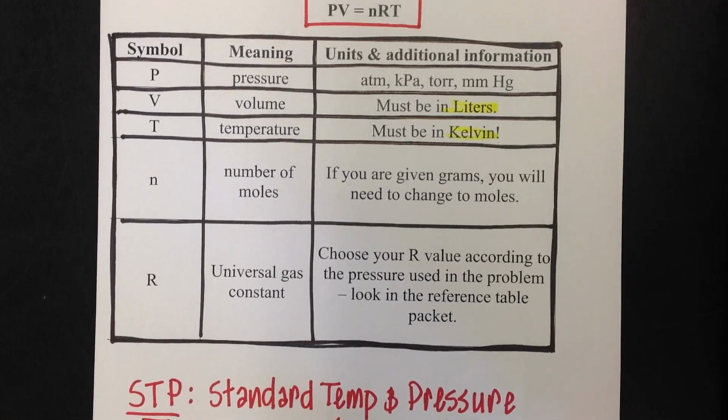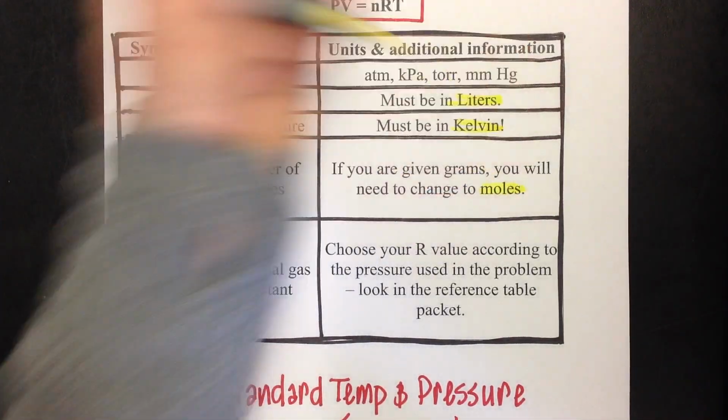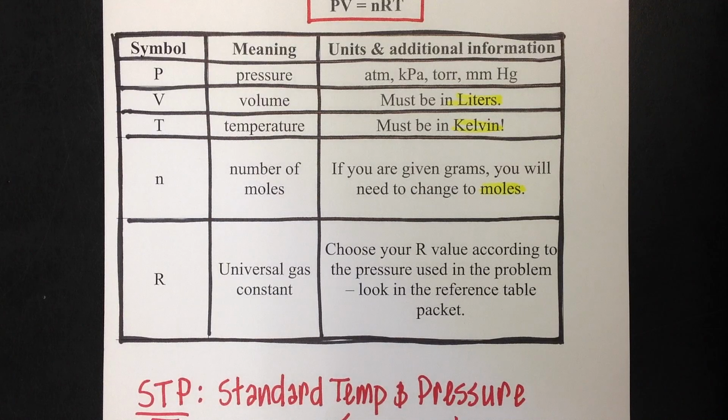Now, n is new for us as far as working with gases, and that is the number of moles. If they give you grams, you simply convert it to moles before you plug it in. So this will have to be in moles when you plug it into your equation.